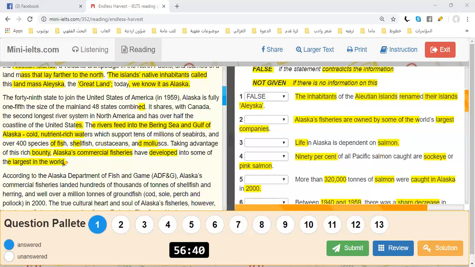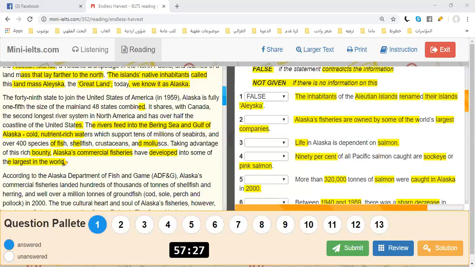So what do you think? Ayman said he changed his answer. Fatima said false. Mustafa said true. Okay, so we have three different answers: not given, false, and true. So let's start with Fatima. You said false.